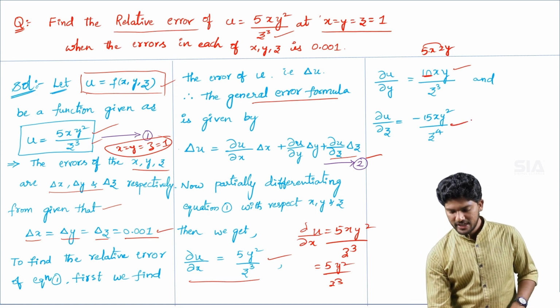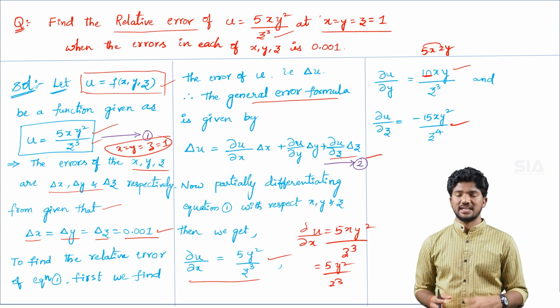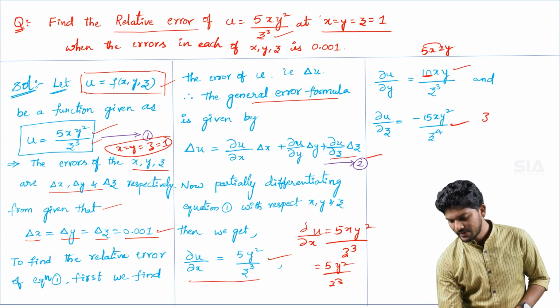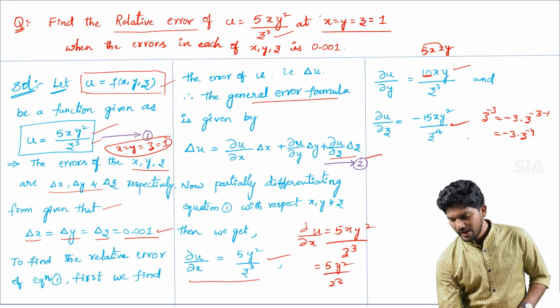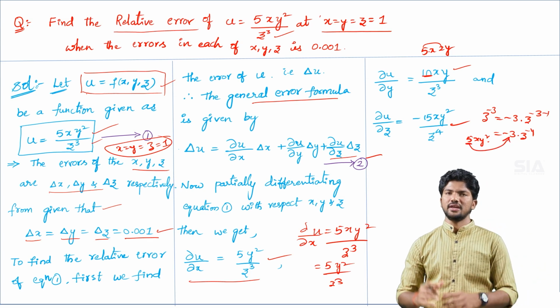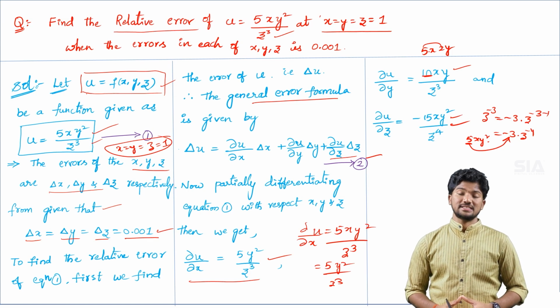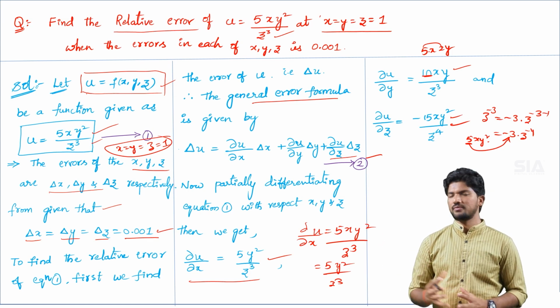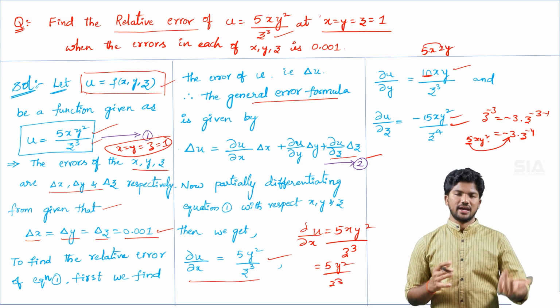So next, with respect to z, you will get 5x y square by z cube. Z cube is nothing but z power minus 3. Z power minus 3 means minus 3 into z power minus 3 minus 1, so therefore minus 3 into z power minus 4. In the beginning we have 5x y square, and if you multiply this 5 with 3, therefore you get minus 15 x y square by z power 4.